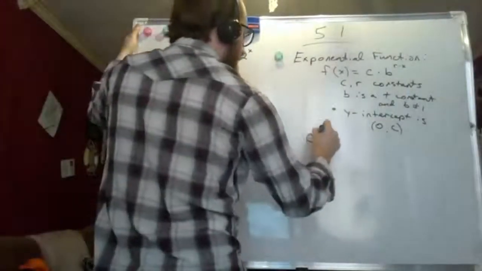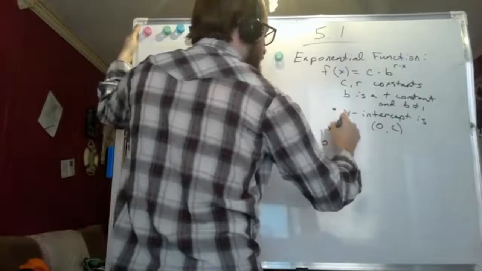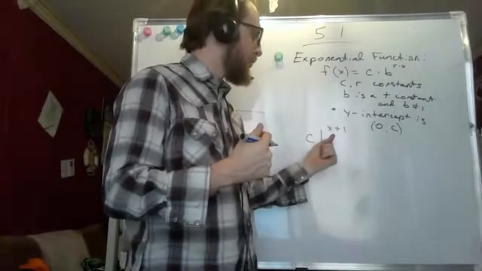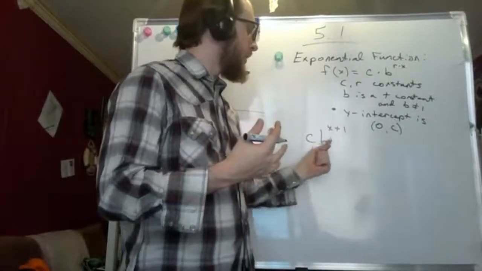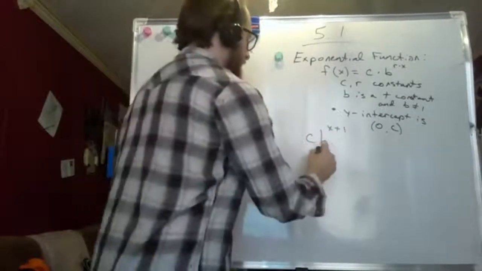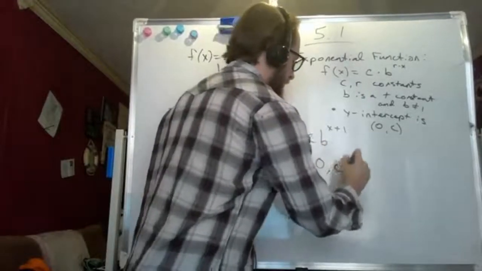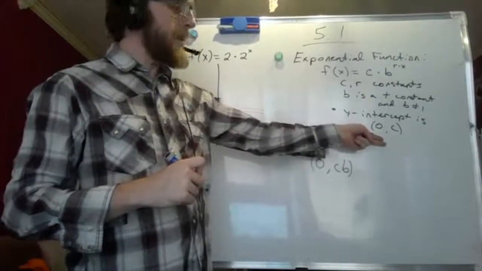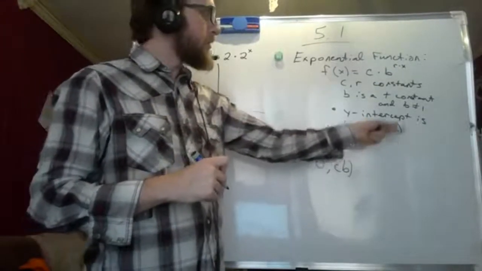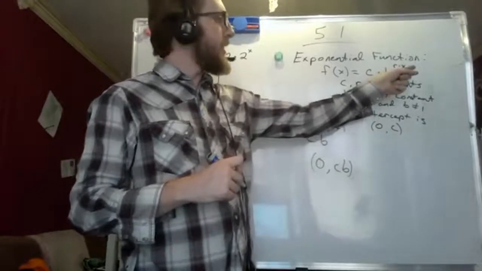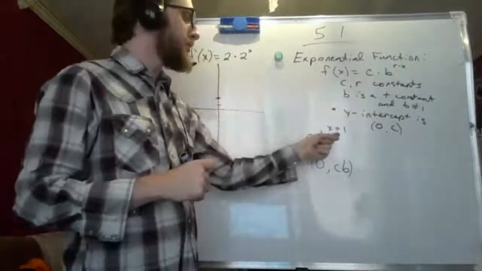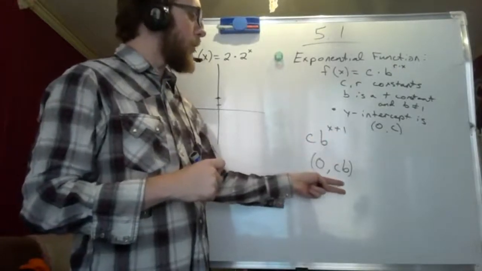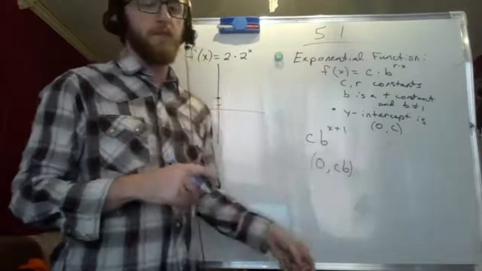However, if you have c b raised to the x plus 1, well, in that case, if I plug in 0, then 0 plus 1 is 1, b to the first is b. The intercept in this case would be at 0, cb. So this rule here, with the y-intercept being 0, c, only works when you have x times a constant and you don't have any plus or minuses. If you have plus or minuses, like in this example, then your y-intercept is going to be something else and it won't be the c. So be careful of that.